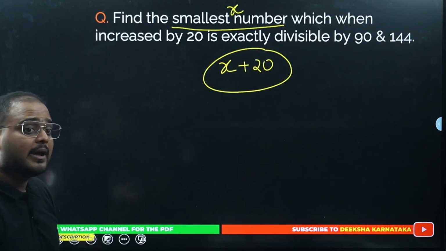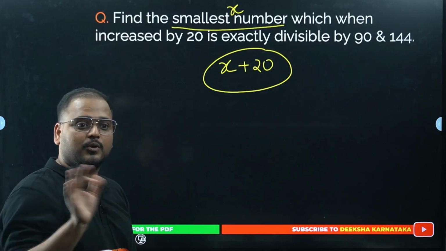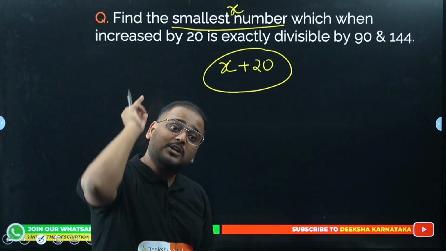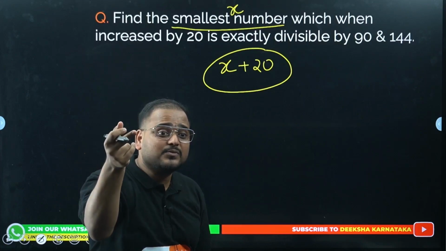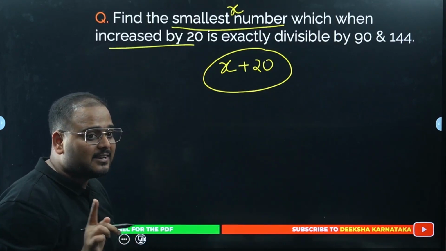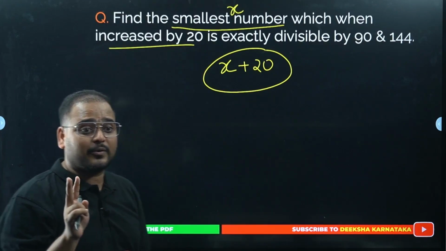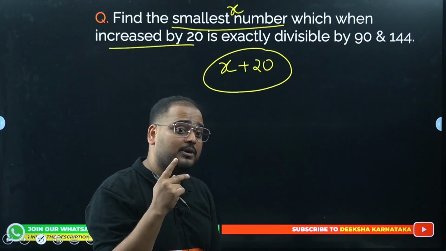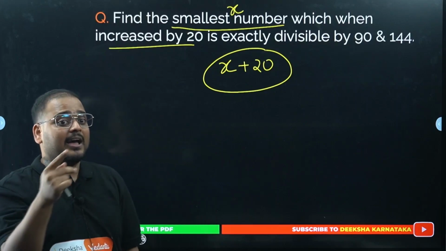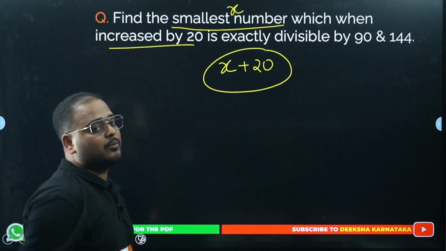Now what is the new number? x plus 20. Okay. Is the new number the smallest number? No. The smallest number is x only. The new number is what? Increased by 20. The new number is not x. x is the smallest number only. Different word, different answer. You'll get a different answer for both the numbers. The smallest number will be different and the increased number will be different. So x plus 20 is my number right now.